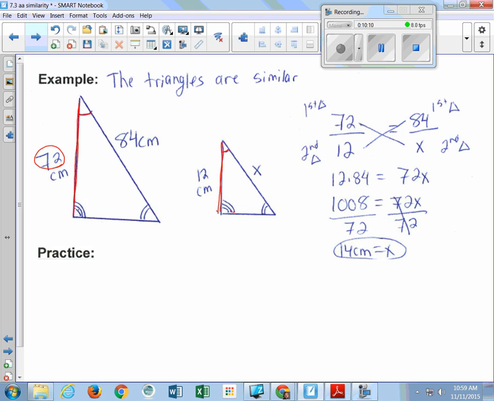So I'm looking at the side length that's between 1 and 3 arch marks. So that's 72 and 12. I'm going to put 72 over 12. Now I'm going to go to 84 and x. So 84 over x. Now I'm just going to cross multiply. 72 times x is 72x. 12 times 84 is 1008. Then I'm going to solve this like a one-step equation using opposite operation, and you get x equals 14, and the label is centimeters. So you found the other side.